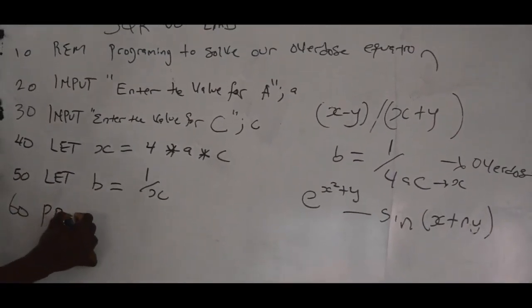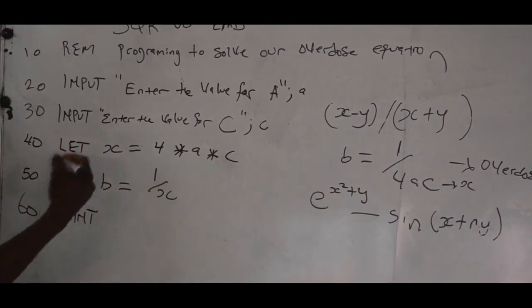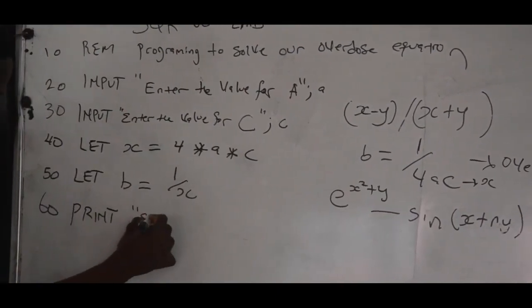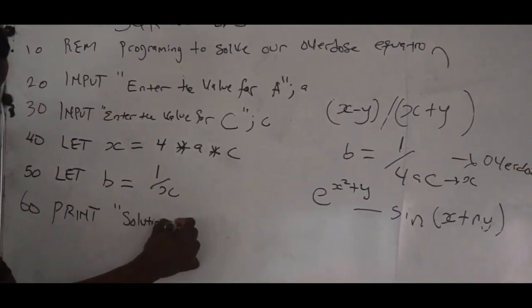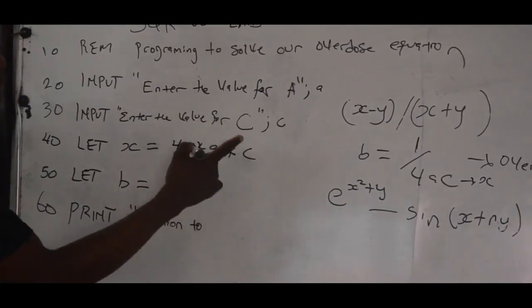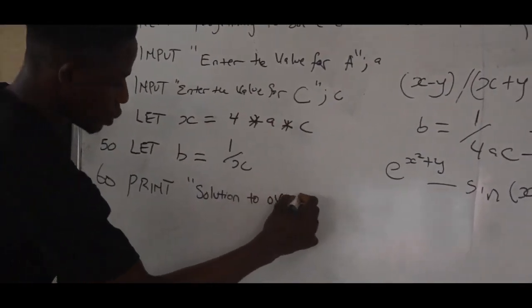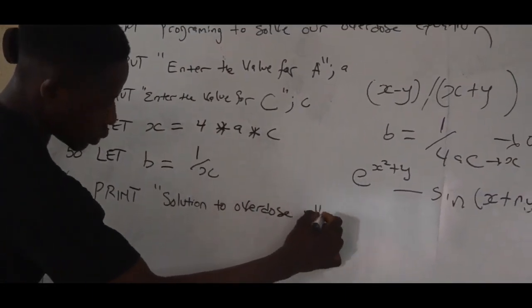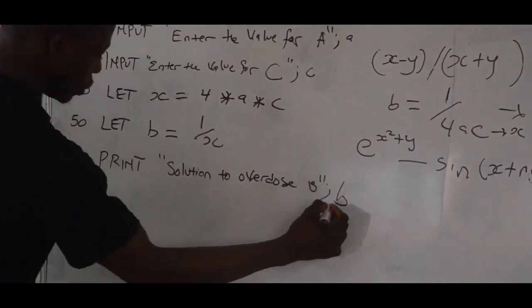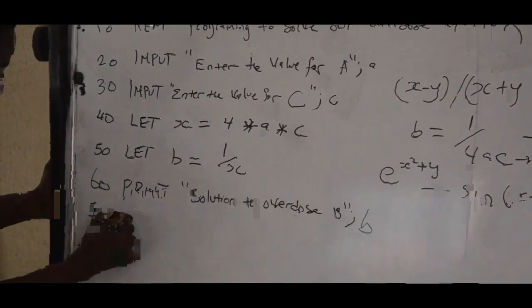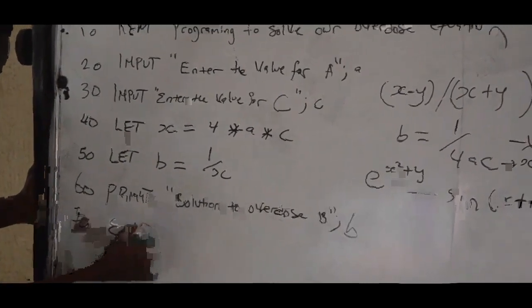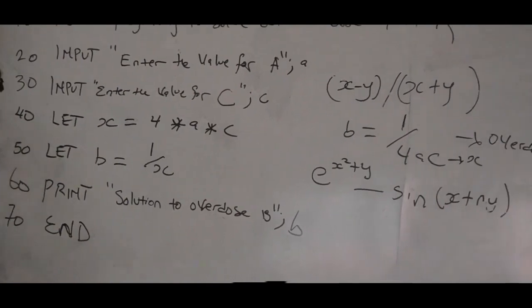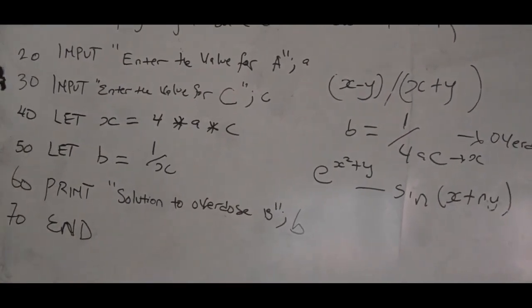Print B, and you can say solution to what we call the name overdose. You can say is, and you can say equal to what, which is B. So on your line 70, you have to end. You have to terminate the program. So that's it. That is it.